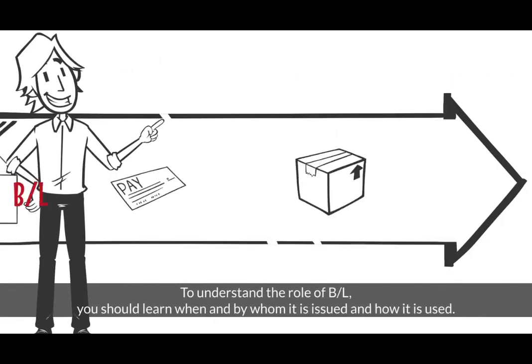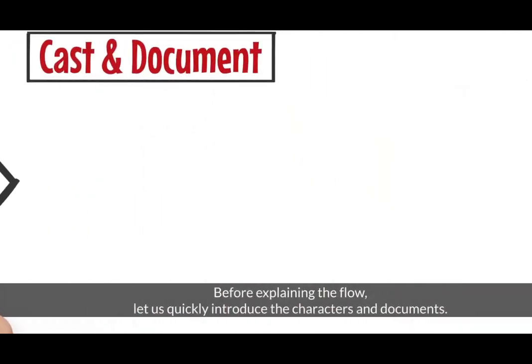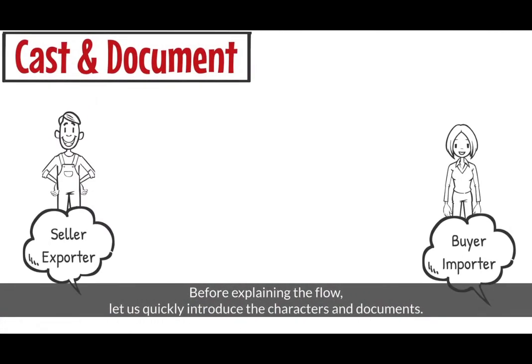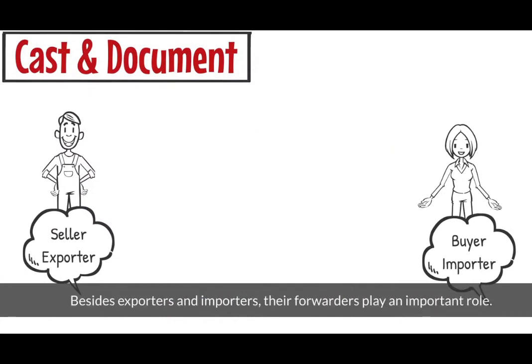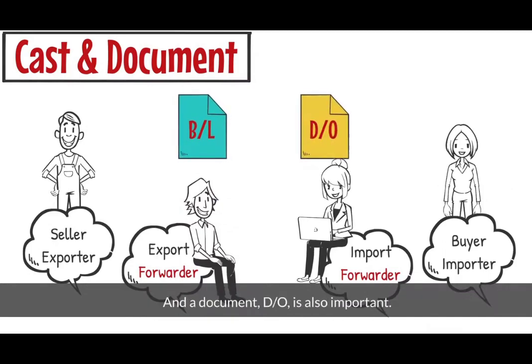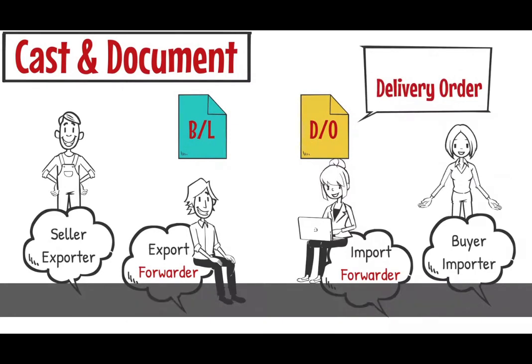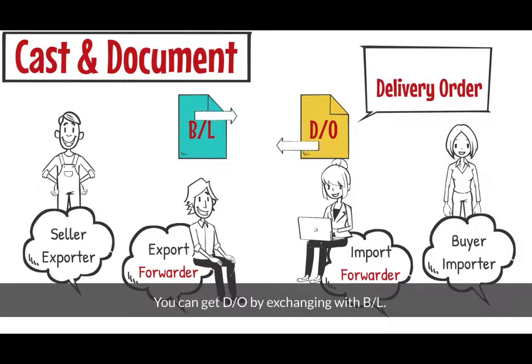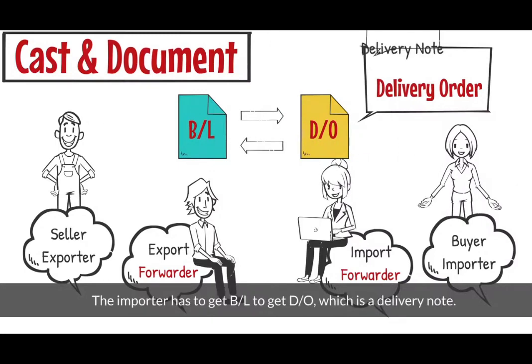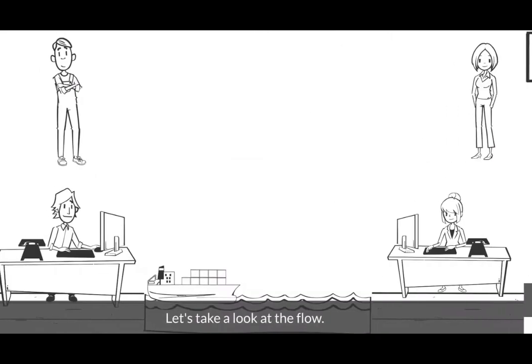To understand the role of BL, you should learn when and to whom it is issued and how it is used. Before explaining the flow, let us quickly introduce the characters and documents. Besides exporters and importers, their forwarders play an important role. And the document DO is also important. DO stands for delivery order and is used to pick up a cargo at a port. You can get DO by exchanging it with BL. The importer has to exchange BL to get DO, which is a delivery note.